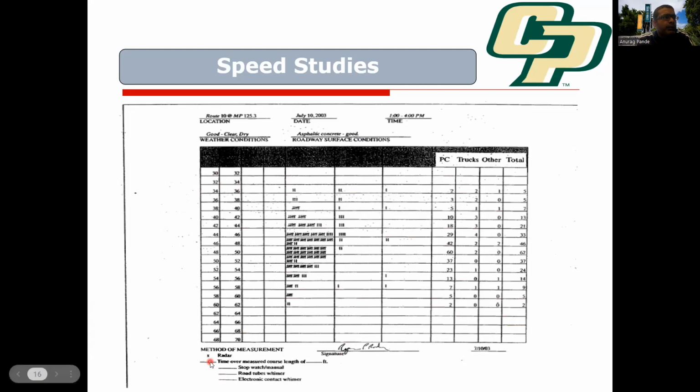The data was collected with the radar, and these are your tally marks. Based on the tally marks, you differentiate between PC, which is passenger cars, and trucks, if they're in the mix. That's okay. If there are trucks in the mix, you're free to collect their speed data as well, because that's also part of the stream. And if there are other types of vehicles, like buses or RVs, you can note those. Then there is the total. You could see that this is the mode of the observations: 62 observations fall within 48 to 50 miles an hour.